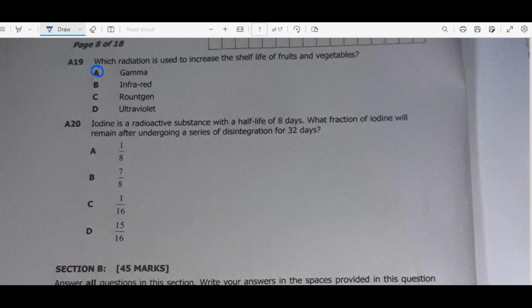20. The last one. Iodine is a radioactive substance with a half-life of 8 days. What fraction of iodine will remain after undergoing a series of disintegrations for 32 days? So let's say we have 1. The first one, let's multiply by half. This will give us 1 over 2. First decay. Now, if we divide 8 into 32, we are going to see that we have 4 decays.